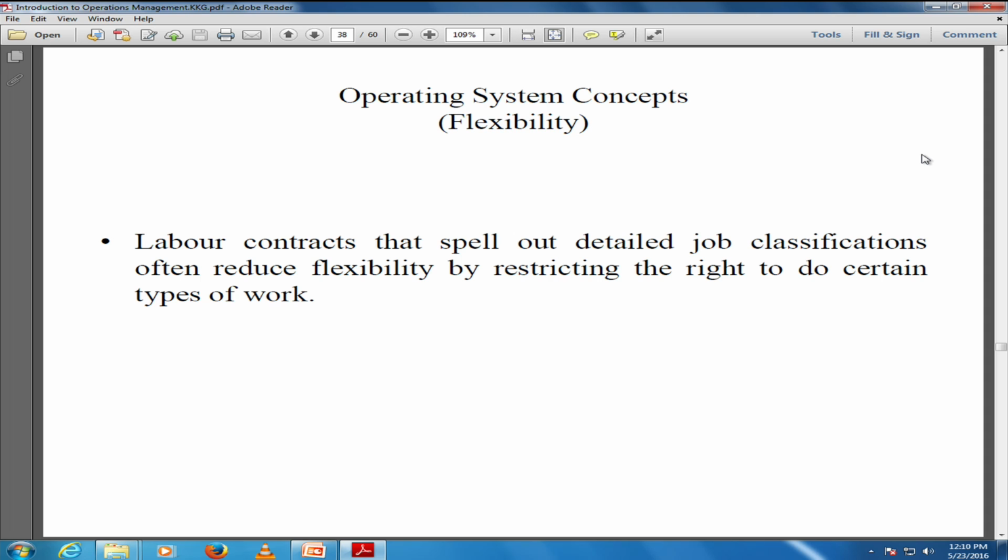Labor contracts that spell out detailed job classifications can often reduce flexibility by restricting the right to do certain types of work. And how to incorporate that flexibility in drafting the contracts is another important element of contract management. I did a lot of research work on that, because I am not in the area of contracts management, but I was asked to deliver certain lectures in contract management. So, I was seeing those contract guidelines and I found that this is one of the bottleneck areas, how to incorporate the flexibility in that.